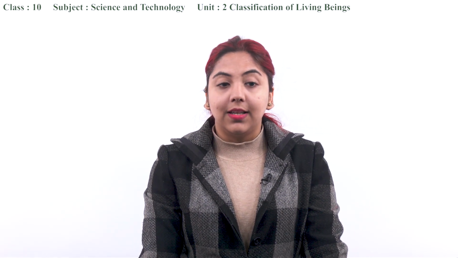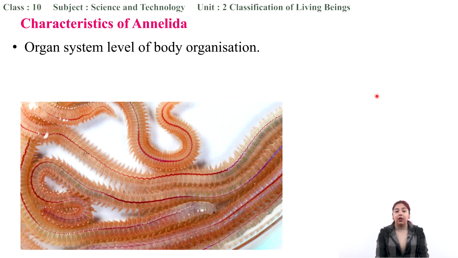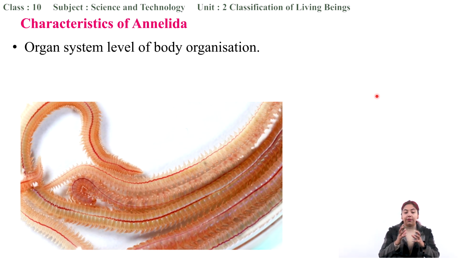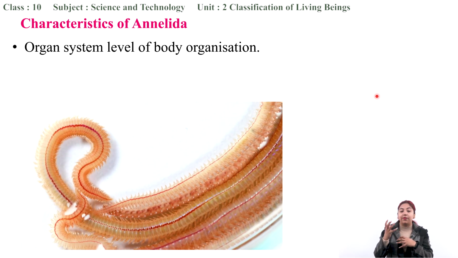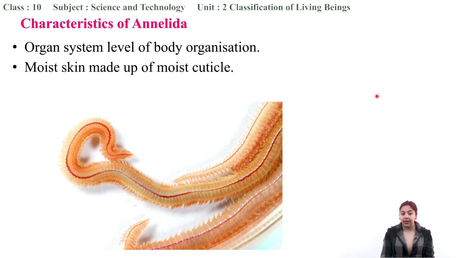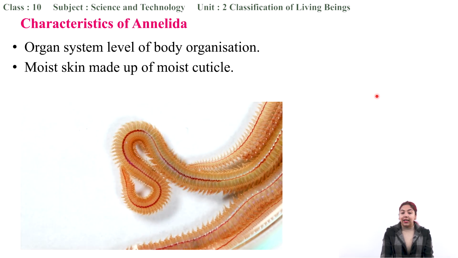Another characteristic is that they have an organ system level of body organization. So their body has organ systems, where different organs work together to perform a certain function. They have moist skin that is made up of a moist cuticle. As I mentioned previously, they live in damp places, or they have an aquatic lifestyle. If they do not have an aquatic lifestyle, then they live in damp places, and due to that their skin is moist. It is made up of a moist cuticle.